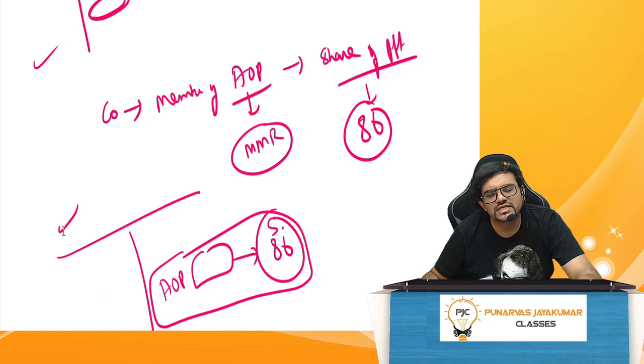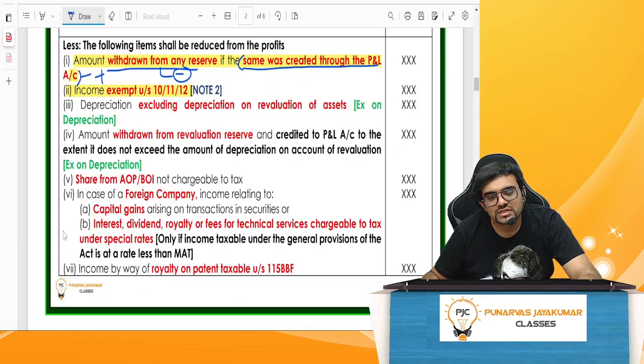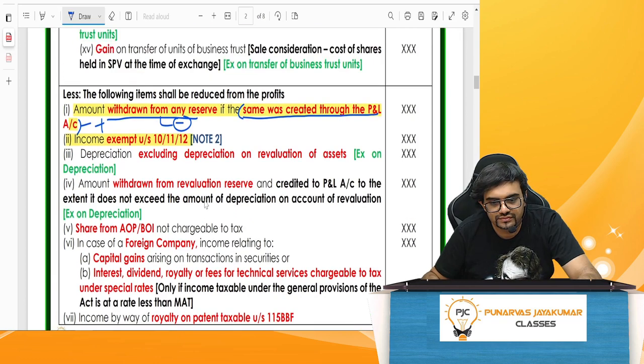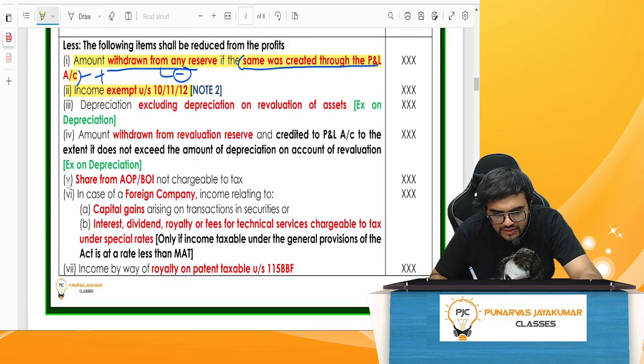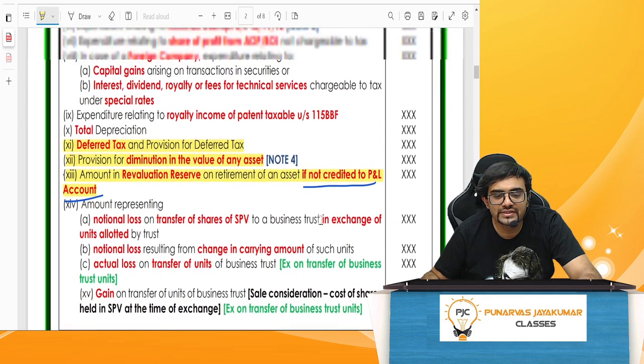They said cheating. So Chidambaram said, okay, I will change it. Now see here. He added a separate point: share from AOP, BOI not chargeable to tax. Similarly, expenses related to AOP, BOI to be added.